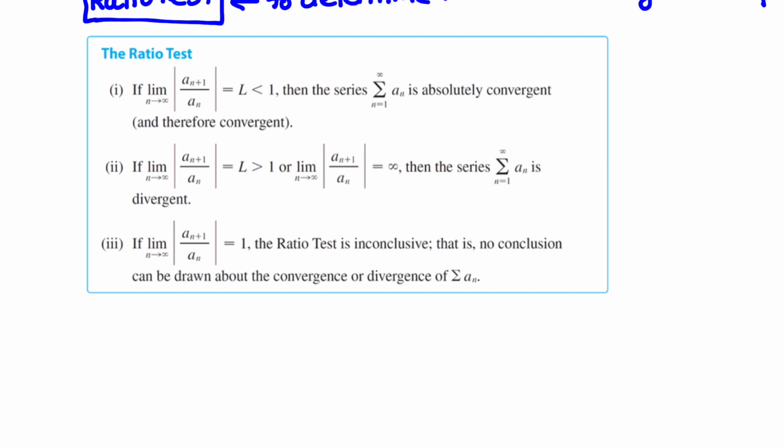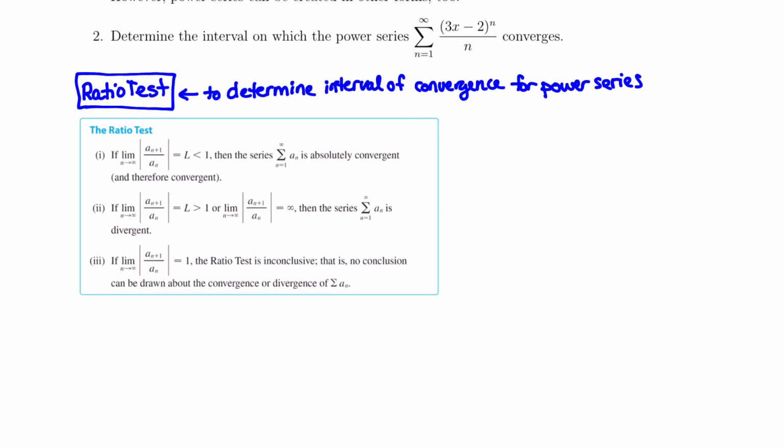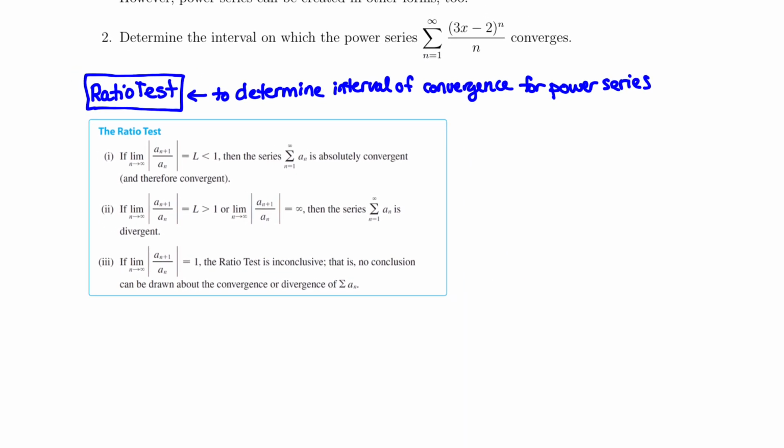Alrighty. So we're going to apply this to our power series example and see what's happening. So our power series that we're testing is (3x minus 2) to the nth over n. And so our first step is to take this series right here, and we're going to look at the n plus first term and the nth term. And we're going to take a limit as n goes to infinity. So that's our first step.